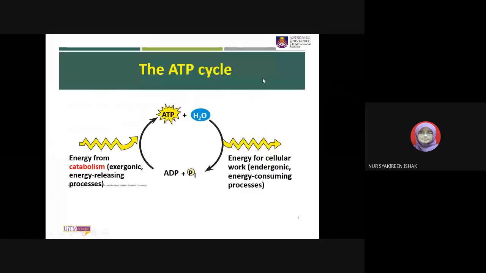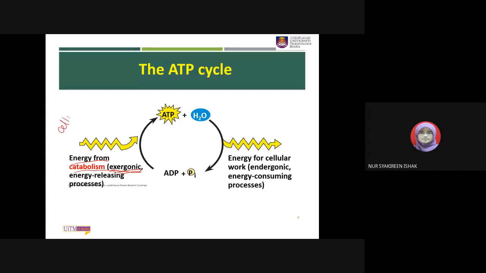Okay, so the ATP cycle. The ATP cycle involves both catabolic reaction and anabolic reaction. So what is catabolic reaction? Catabolism involves a metabolic pathway that breaks down a larger molecule into smaller molecules. And the process of breaking down a larger molecule into smaller molecules releases energy. So in this case, energy from catabolism, that releases energy, exergonic, involves what?